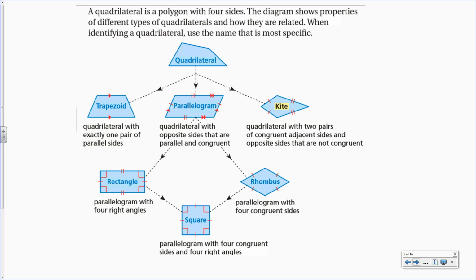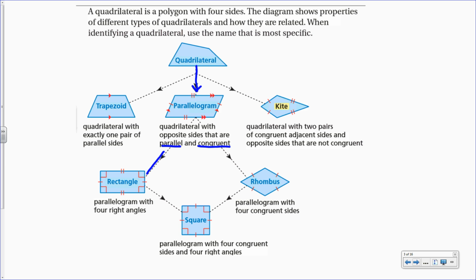So let's jump down to this picture you have on your notes now. I want you to take some time and study this. This is a graph that shows you the different types of quadrilaterals. Now, quadrilateral is anything with 4 sides, and below it you'll see special types of quadrilaterals. Straight down is a parallelogram, and the parallelogram must have opposite sides parallel and congruent. Congruent means equal. So there are special kinds of parallelograms.